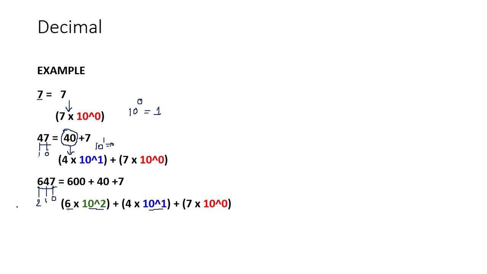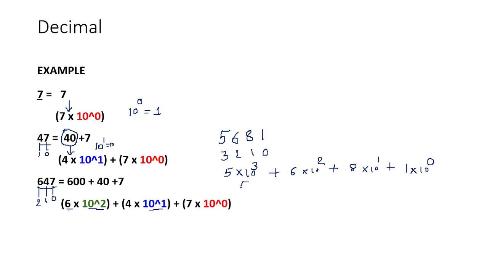For example, just to make it more clear, let's say I have the number 5681, right? So what are the position numbers here? It's 0, it's 1, it's 2, and it's 3. Now how can you represent this number? You can expand it like this: 5 cross 10 raised to 3 plus 6 cross 10 raised to 2 plus 8 cross 10 raised to 1 plus 1 cross 10 raised to 0. Yes or no? Right? And this is nothing but 5000.